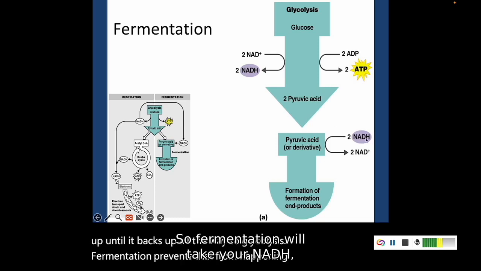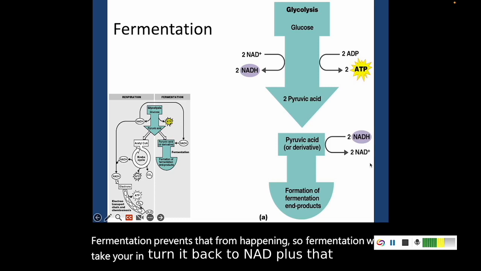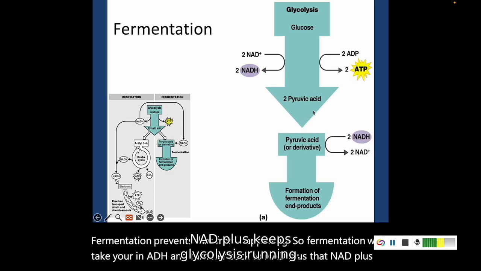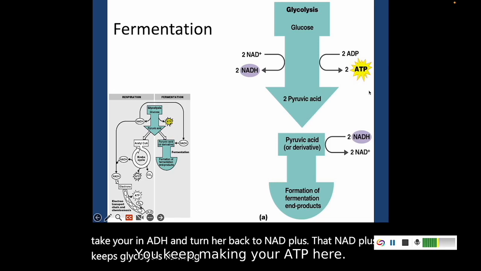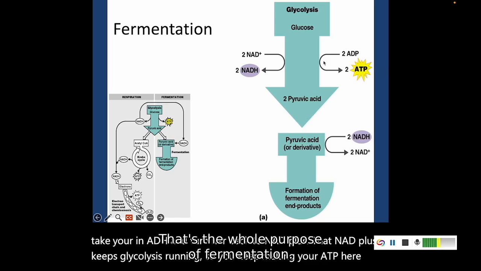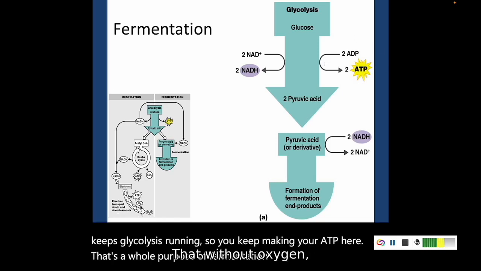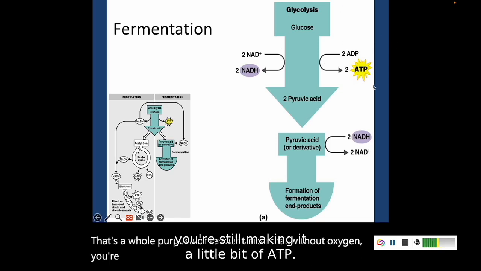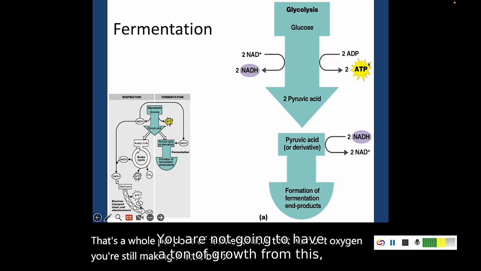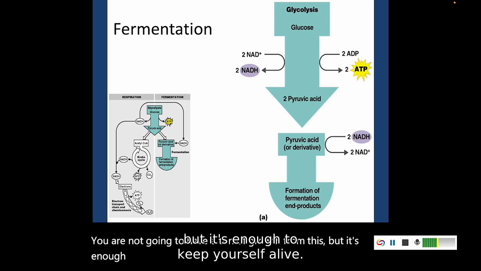So fermentation will take your NADH and turn it back to NAD+. That NAD+ keeps glycolysis running, so you keep making your ATP here. That's the whole purpose of fermentation. Without oxygen, you're still making a little bit of ATP. You are not going to have a ton of growth from this, but it's enough to keep your cells alive.